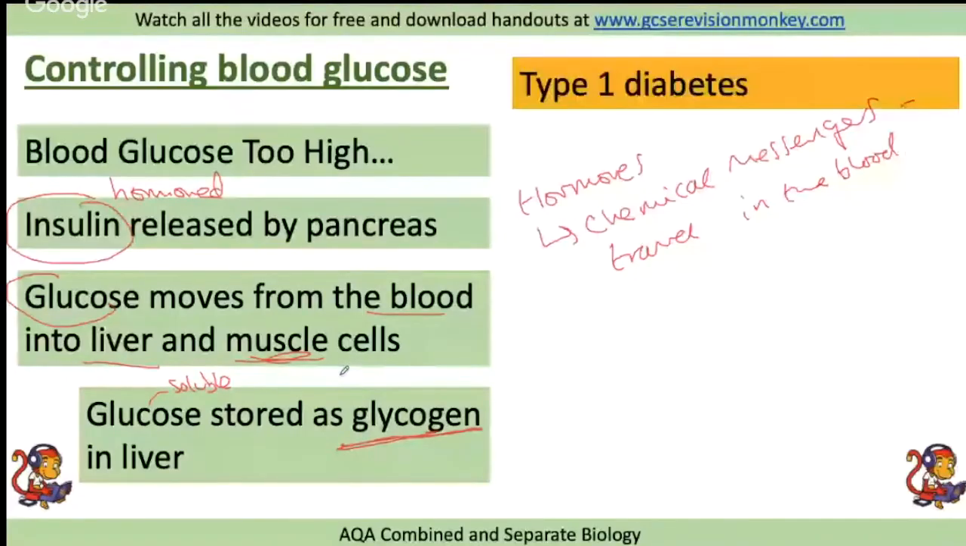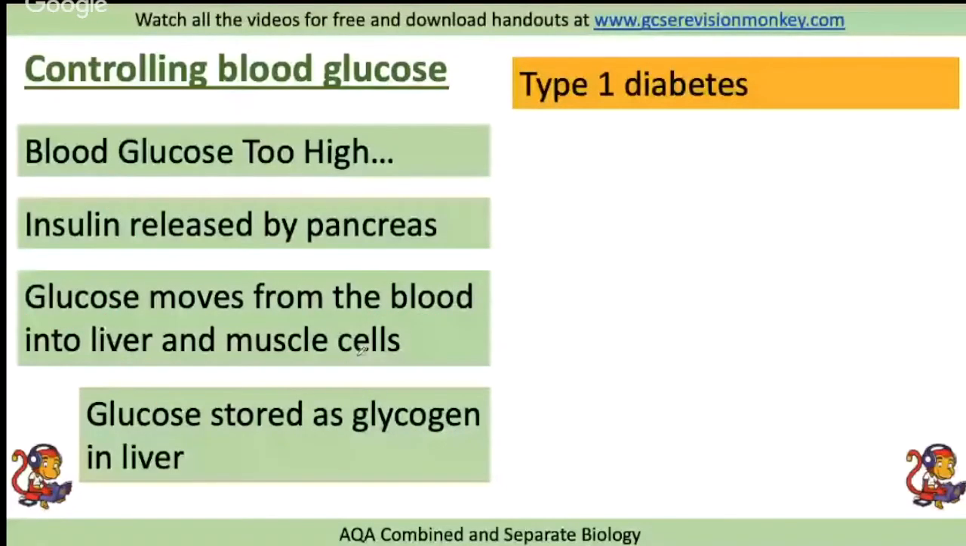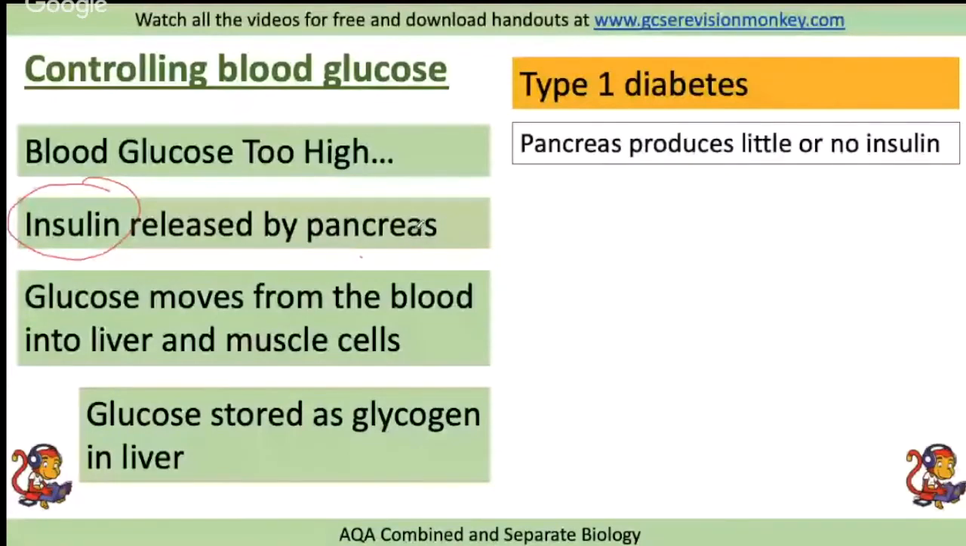So linking into this, we've got two different types of diabetes, which is all concerned around this hormone, insulin. So with type 1 diabetes, that's the one that you inherit. The pancreas produces little or no insulin. So you may well have type 1 diabetes yourself, or know the people that are affected by type 1 diabetes.